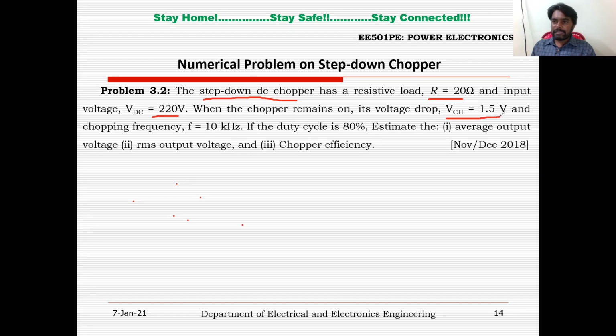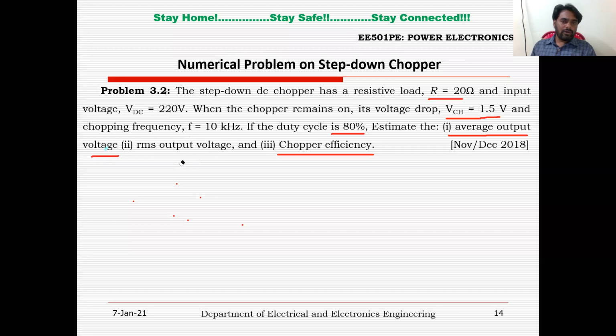So the chopper is not an ideal one. Now it is a practical one. It is having some voltage across it. The chopping frequency is 10 kilohertz. Duty cycle he has given 80%, which is 0.8. And he has asked to calculate the average output voltage, RMS output voltage, and the chopper efficiency.